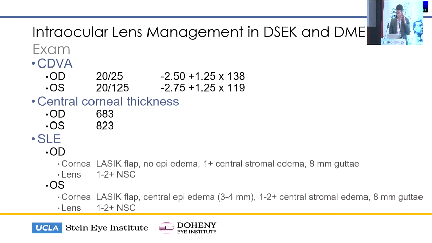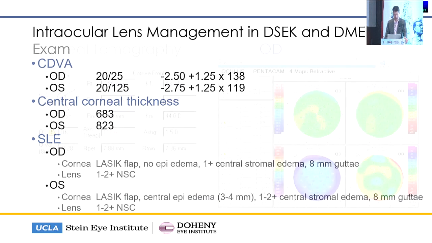On exam, vision in the right eye was not bad at 20/25, but fairly poor vision in the left eye at 20/125. You see her refractive error listed there. See also the central corneal thickness, a fairly edematous cornea in the left eye. In the right eye, on slit lamp examination, 1+ central stromal edema and 1 to 2+ nucleosclerotic cataract. Left eye looks similar with a LASIK flap, but she had central epithelial edema in the left eye. That was probably the reason why her vision was so poor. A little bit more stromal edema, and again, a 1 to 2+ nucleosclerotic cataract.